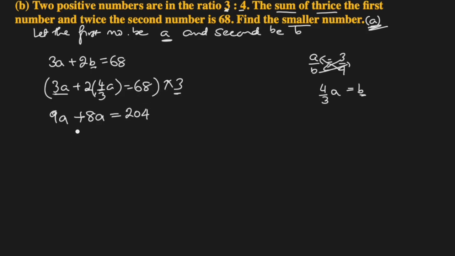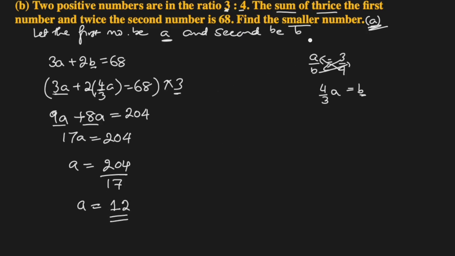Yeah, 204. So it becomes 17A equal to 204, and A is 204 divided by 17, and that was the purpose. That's why we eliminated B. So we're getting A has a 17 times 1 and 17 times 2. A is equal to 12. 12 is the smaller number.